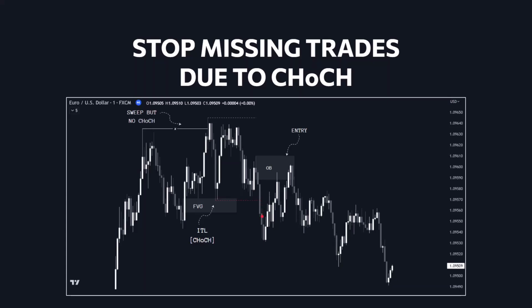You see a clear close below. There's nothing mitigated in here. There's an OB with a fair value gap here that was not mitigated. You can enter here and you see the movement after that.